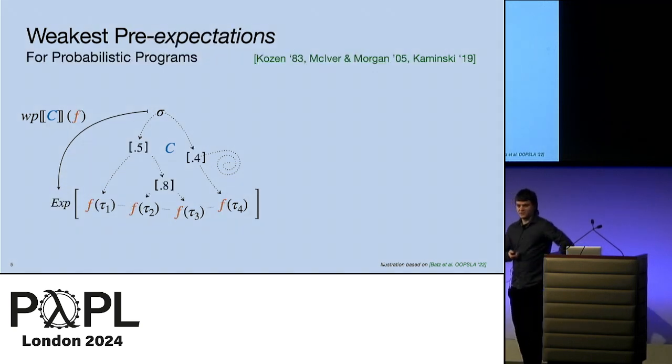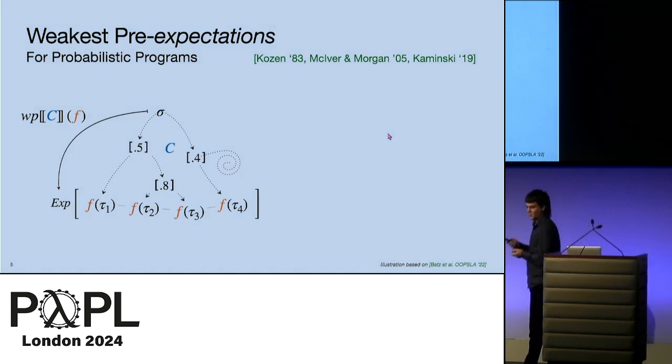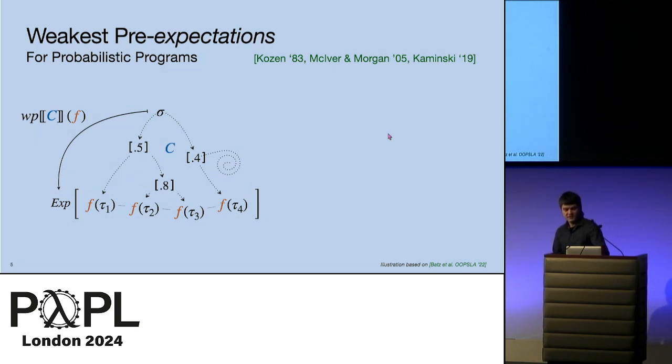Now, these weakest preconditions can be generalized to probabilistic programs and are then called weakest pre-expectations. This is also already quite old. And now this map perspective comes in handy. What is this probabilistic weakest precondition, or weakest pre-expectation? It's a map sending every initial state to the expected value of some random variable f evaluated in the reachable final states.